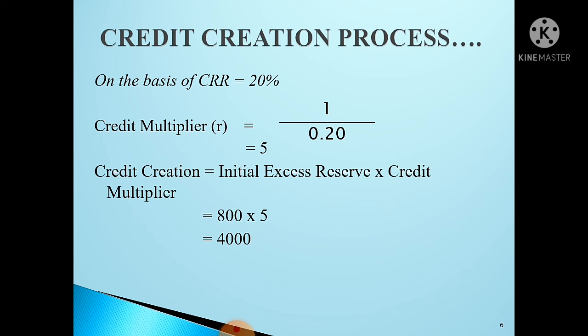The credit creation is equal to the initial excess reserve times the credit multiplier. Here the initial excess reserve is rupees 800 and the calculated credit multiplier is 5, and thus the total credit creation is 4,000, which is 5 times the initial excess reserves.